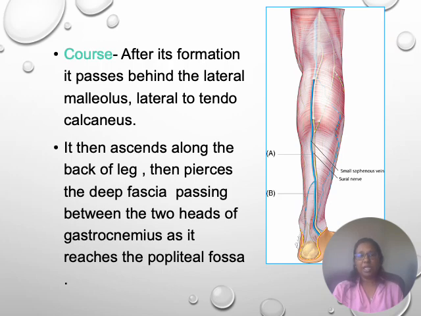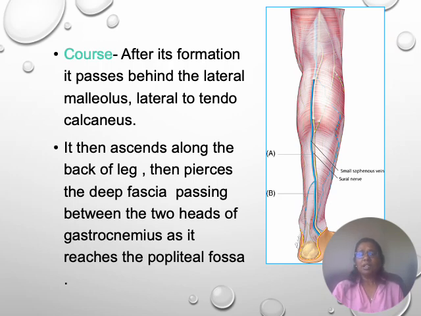After its formation, it passes behind the lateral malleolus, lateral to the tendocalcaneus. So if you remember, the great saphenous vein is passing in front of the medial malleolus, and this is exactly opposite. The small saphenous is passing behind the lateral malleolus, right? And then it ascends lateral to the tendocalcaneus.